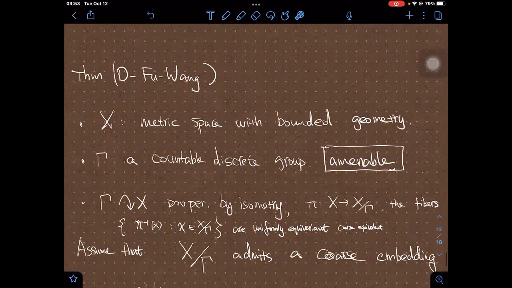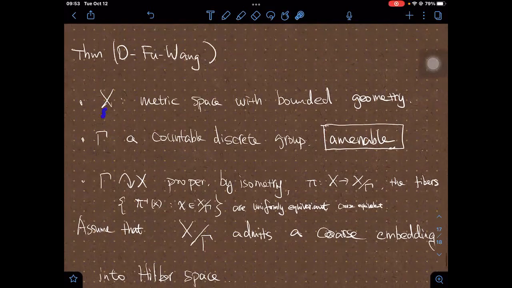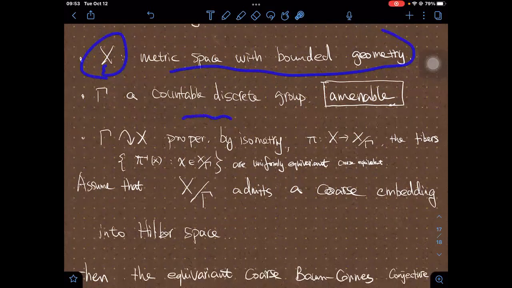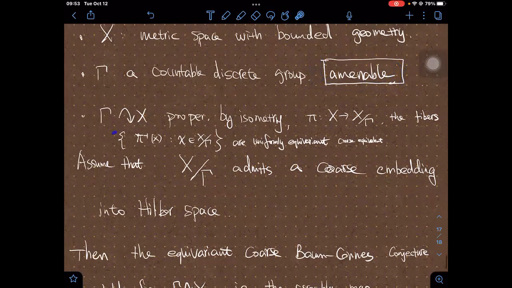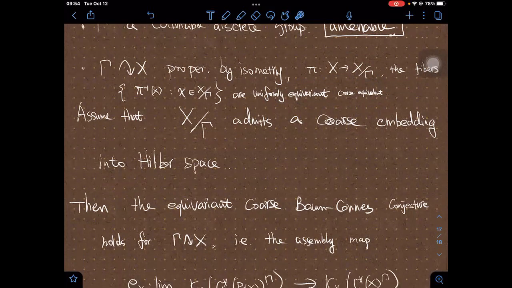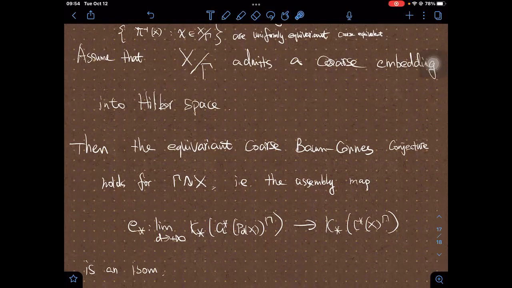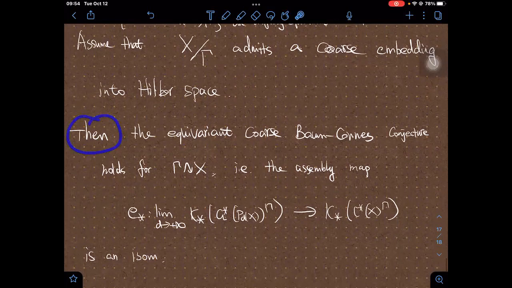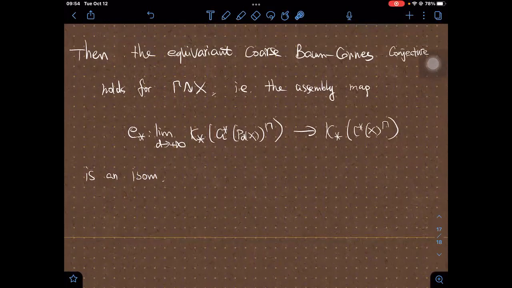Recently we posted a paper on some cases of the equivariant coarse Baum-Connes conjecture. Suppose X is a metric space with bounded geometry, and gamma is a countable discrete group. The most important assumption on gamma is minimal, and you also assume the action is proper by isometry, and for the quotient map from X to the orbit space, the fibers are uniformly coarsely equivalent to each other. Then we assume the quotient space is coarsely embeddable into Hilbert space. The conclusion is that the equivariant coarse Baum-Connes conjecture holds for this action. That means the equivariant assembly map is an isomorphism.